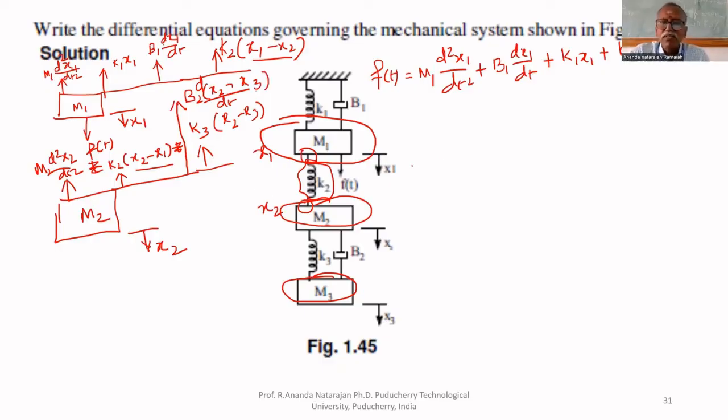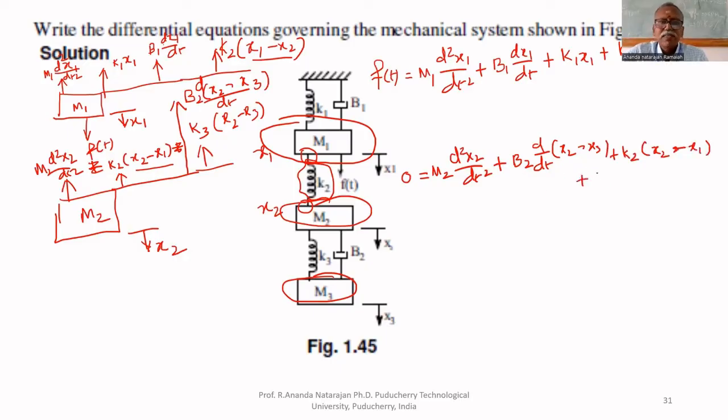Therefore, the equation for the second mass is 0 equal to, because there is no applied force, m2 d square x2 by dt square plus b2 d upon dt of x2 minus x3 plus K2 multiplied by x2 minus x1 plus K3 multiplied by x2 minus x3. That's all for the second mass.